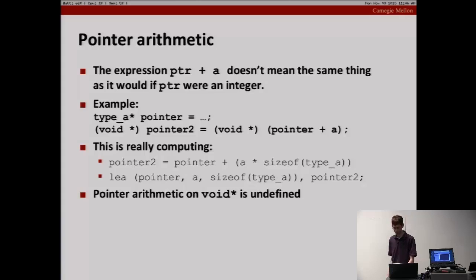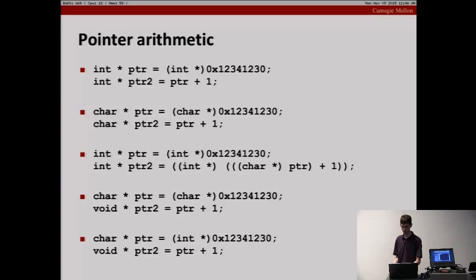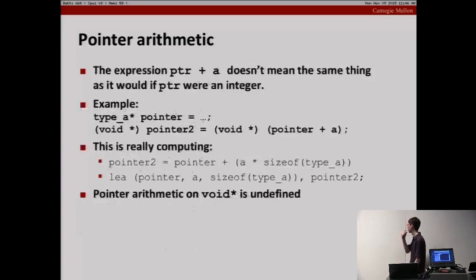It's undefined behavior. The intuition behind that is, you're adding the size of the type. So in a character pointer, you're adding size of character, and in an int pointer, size of int. What's size of void? There really is no clear answer of what the size of a void should be.